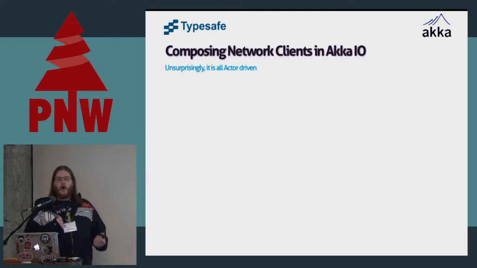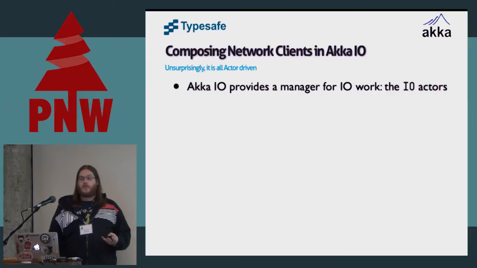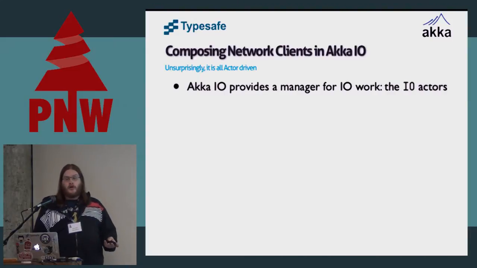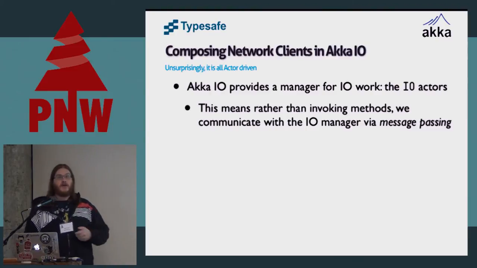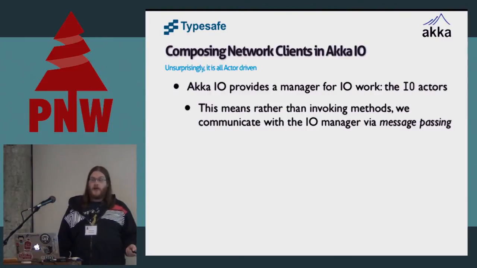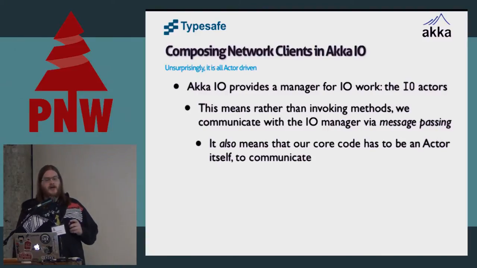So how do we compose network clients in Akka IO? Biggest thing is that Akka IO provides a manager for work. It's the IO actors. This means that rather than invoking methods, we're going to communicate with the IO manager via message passing, just like we do with any other actor. It also means that our core code has to be an actor to do the communication.